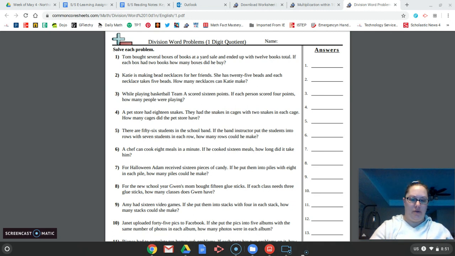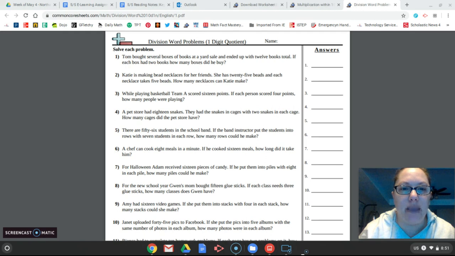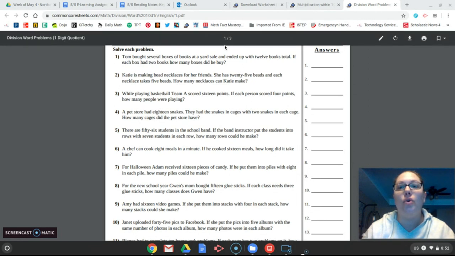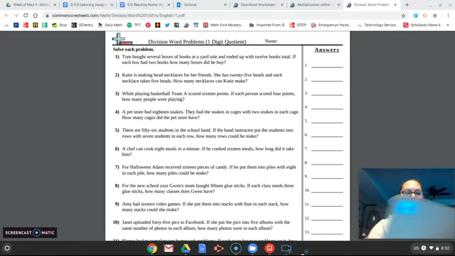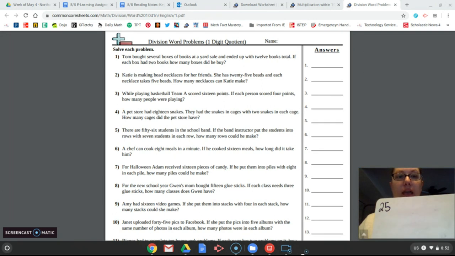Okay, let's do another one because that one got kind of crazy. All right, so let's do number 2. Katie is making bead necklaces for her friends. She has 25 beads, and each necklace takes 5 beads. How many necklaces can Katie make? Well, they told us the total number of beads. So I know I'm doing division. So if we're starting with 25 beads, that's our total. Okay, and now it says that each necklace gets 5 beads.